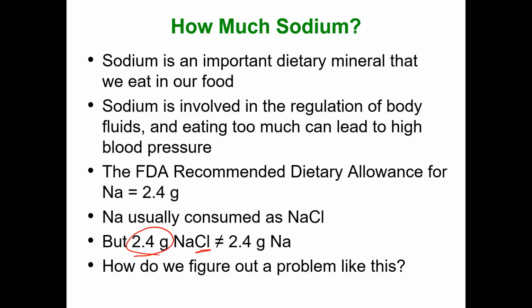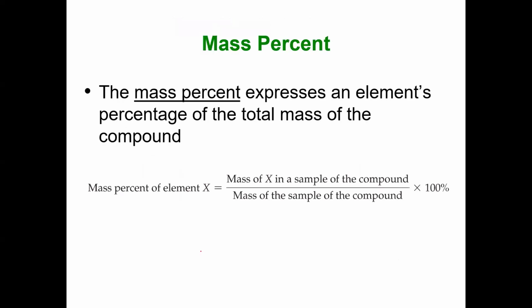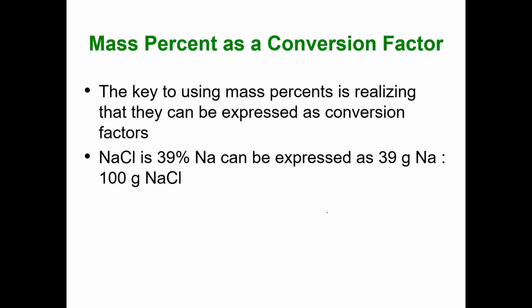So we use mass percents. Mass percents are very simple. It's basically like any percentage. You have a part over a whole, and that's times 100, and that's how you get your mass percent. So what's the mass percent of sodium in sodium chloride? Well, how would you do that? You've got to do part over whole.